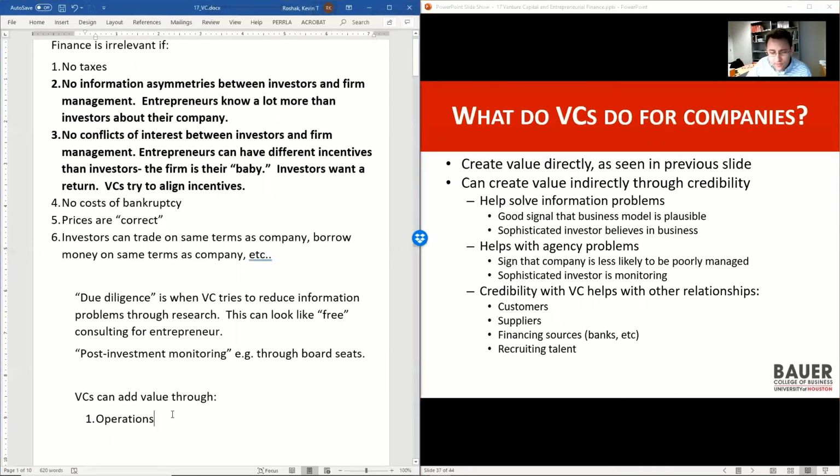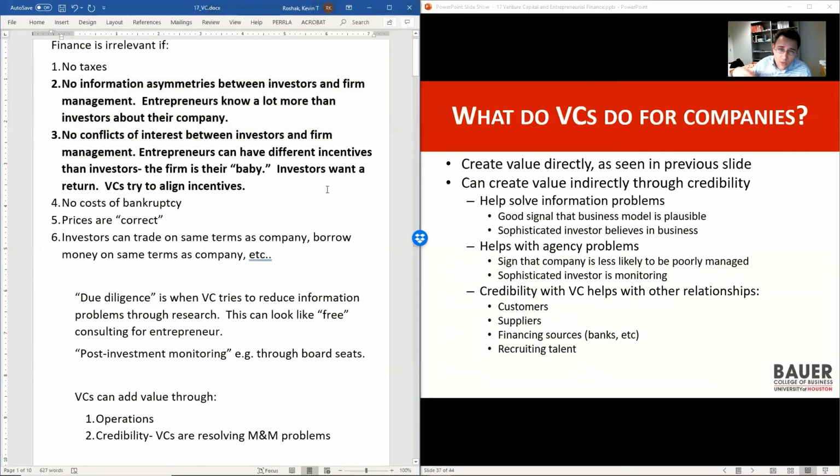If part of what the VCs can do is add value through operations, another way they can do this is through credibility. Essentially, they're resolving these M&M problems. We said that there's huge information asymmetries between investors and management. There's also potentially conflicts of interest between investors and management.